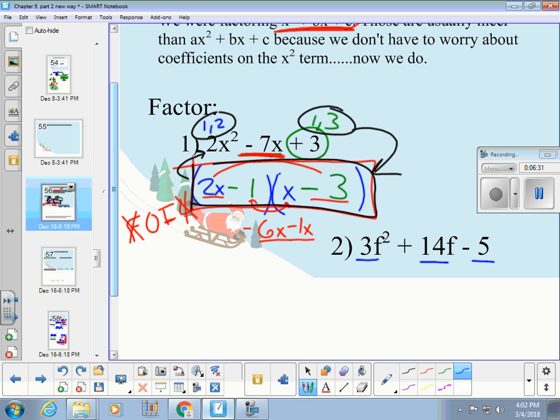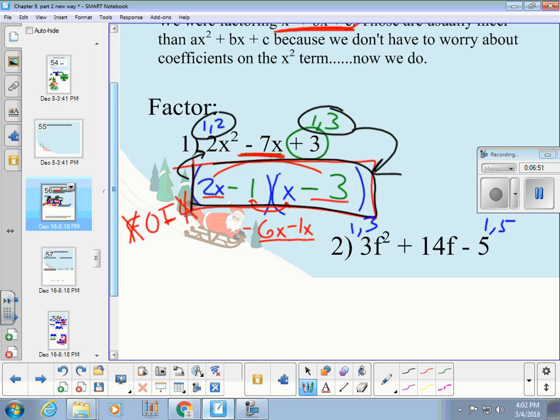In this case, 3, 14, 5, no, all those numbers are prime to each other. I really can't factor out a 2 or a 3 or anything. So I'm just going to have to try to factor into two binomials. It's a quadratic, so yep, this is the technique that I'm going to try now. So I'm going to list the factors of 3, which is nice enough, just 1 and 3, and the factors of 5, which are just 1 and 5.